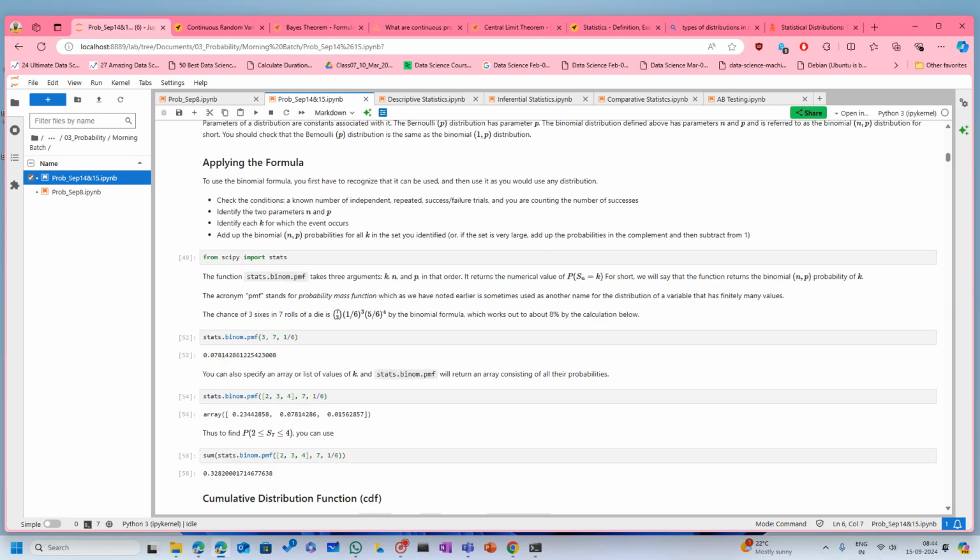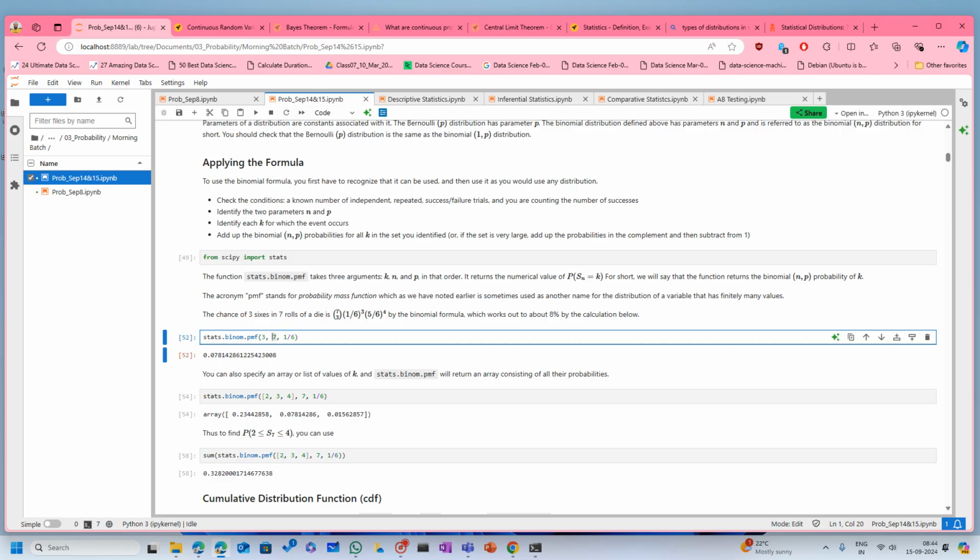Binomial distribution is calculated using the SciPy library. In that we have a stats module. So all you have to do is just call the binomial probability mass function. In the probability mass function you will provide three different values, k, n, p. The n value is the number of times you want to repeat. The k value is what exactly you are trying to look for, and the p value is the probability that you expect. For example, what is the chance of getting 3 sixes in 7 rolls?